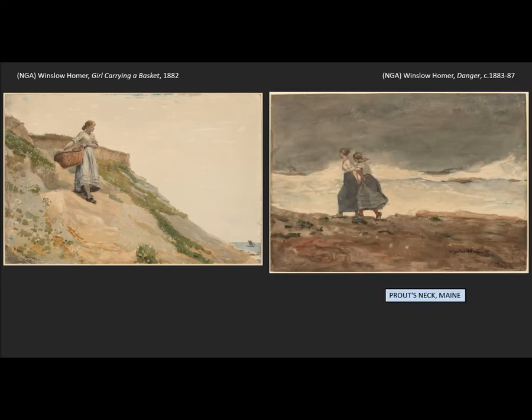Sometimes they get dangerous, sometimes they get scary, simply entitled Danger. Painted the summer he moved to Prout's Neck in Maine, which is where he spends the rest of his life. Two girls now walking along the beach, similar to the others, but in some risk. Nature itself having the possibility of sweeping them away at some point. Homer capturing all of these ideas.